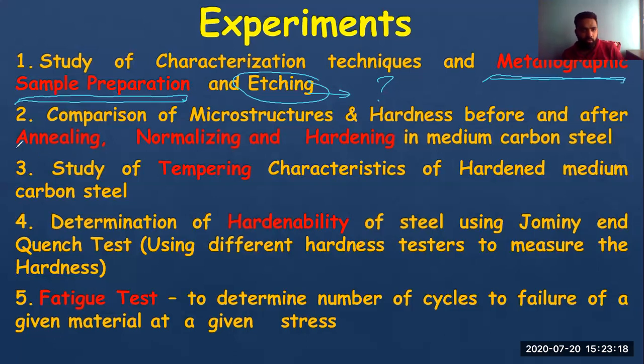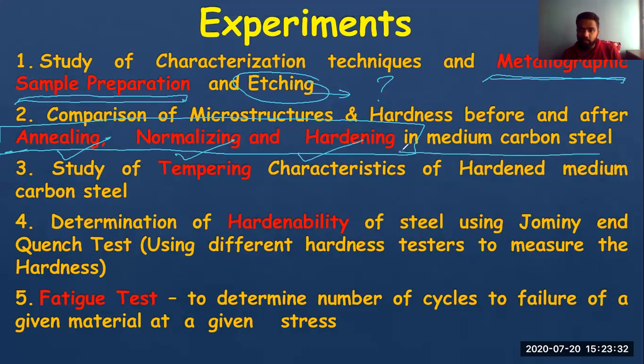Second, I informed you earlier also there can be three experiments. All are kept together in experiment number 2. You can see the experiment number 2. You have to perform annealing, normalizing, and hardening. In which type of steel? In medium carbon steel. And you have to compare the microstructure and its hardness before and after this process.